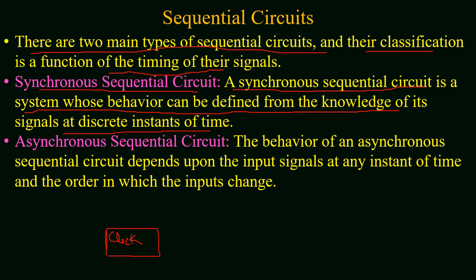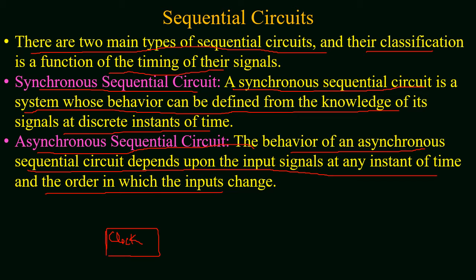This means that the computational activity will occur at the same time among the elements, whereas the behavior of an asynchronous sequential circuit depends upon the input signal at any instant of time and the order in which input change. In this type of system, there is no common signal which synchronizes the various elements, and the change in the value of one element is dependent on the other one.